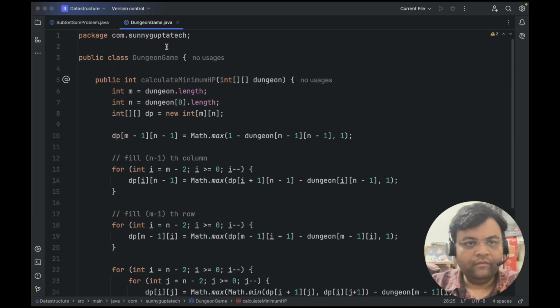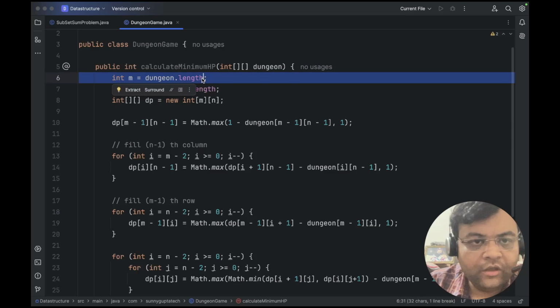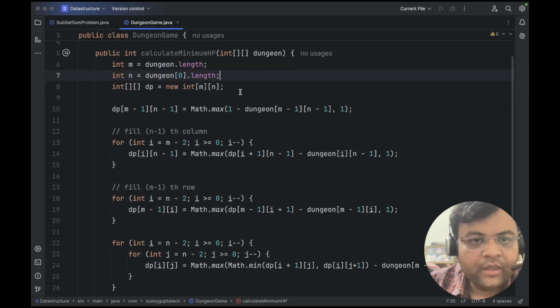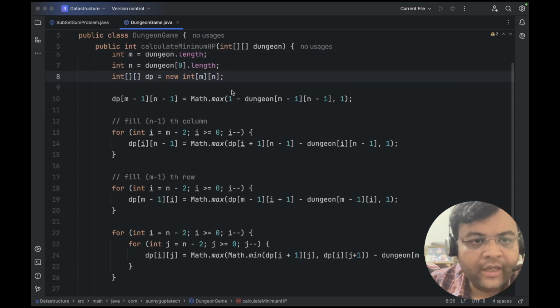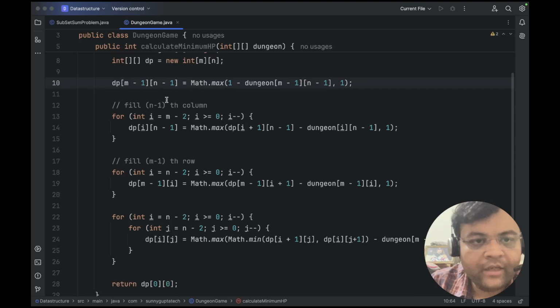Okay, let's visit this again, or maybe try run. So first of all, I took the rows. How many rows are there? How many columns are there in each row? Created the new DP array. Set the value of m minus 1 as 1 minus that value, comma 1. If it is a negative value, so 1 minus 5 is 6, comma 1, max is 6. If it is positive, then we need 1 at least. That is okay. Now we fill the n minus 1th column.